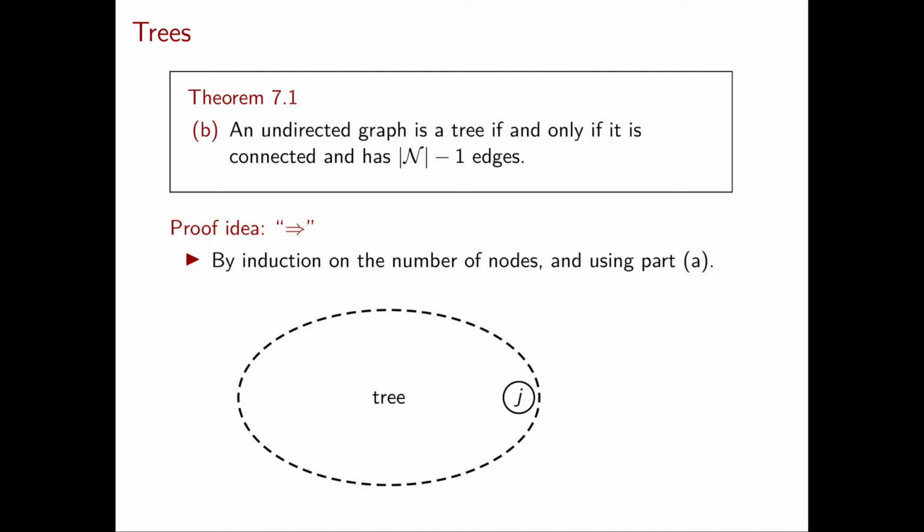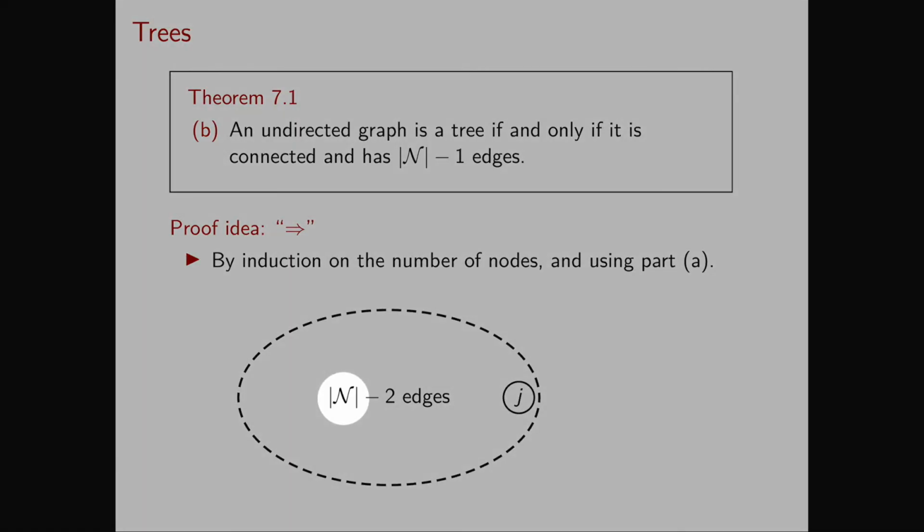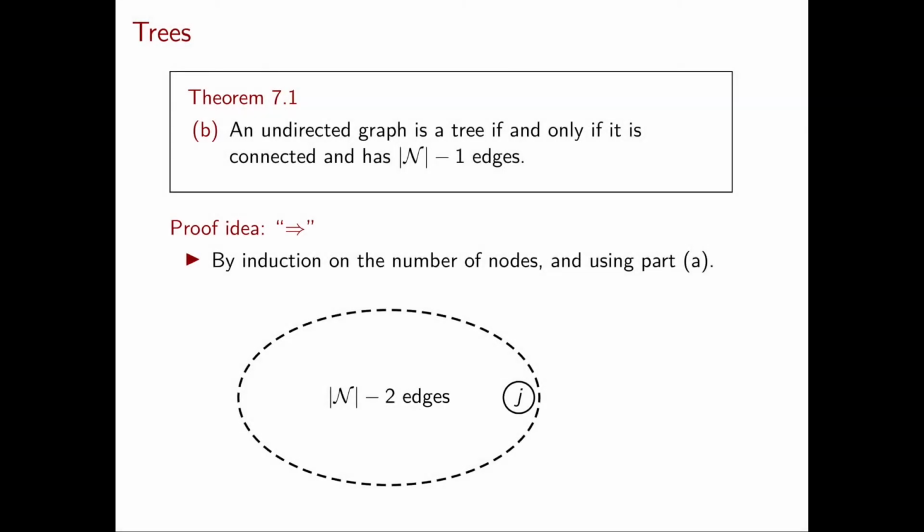So by induction, it satisfies our statement. Hence, it is connected and it has cardinality of n-2 edges. Now let's get back to our original tree. Here it is. Clearly, it has cardinality of n-1 edges. This is because we're adding back exactly one edge.